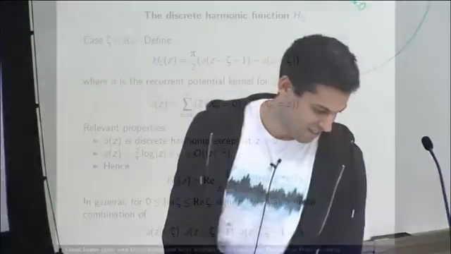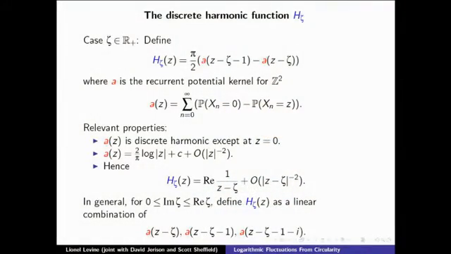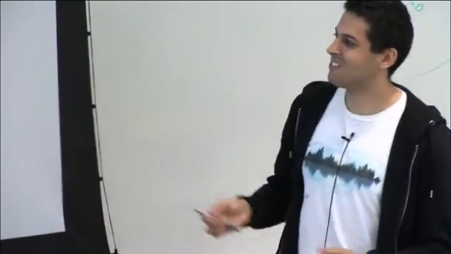So that was the case that zeta is positive real. And in general, you can do something similar where you take a linear combination of 3 different values of the potential kernel. It's exactly the same, just messier.